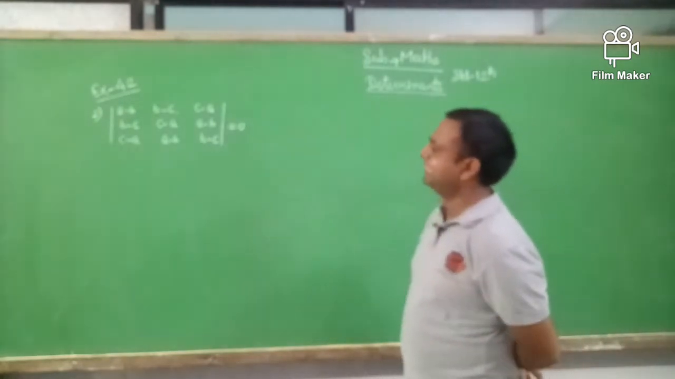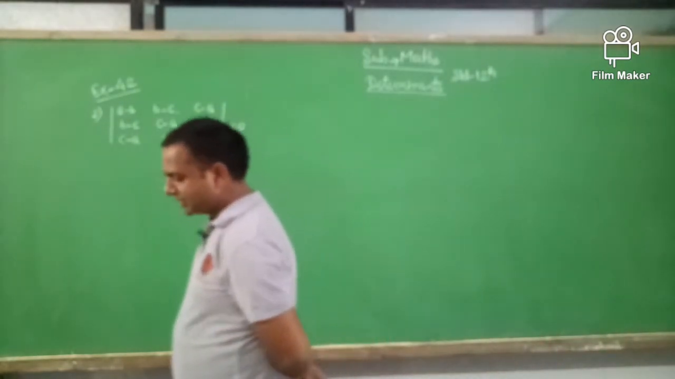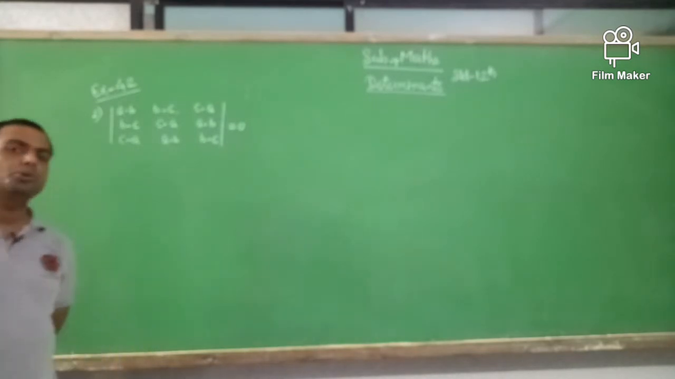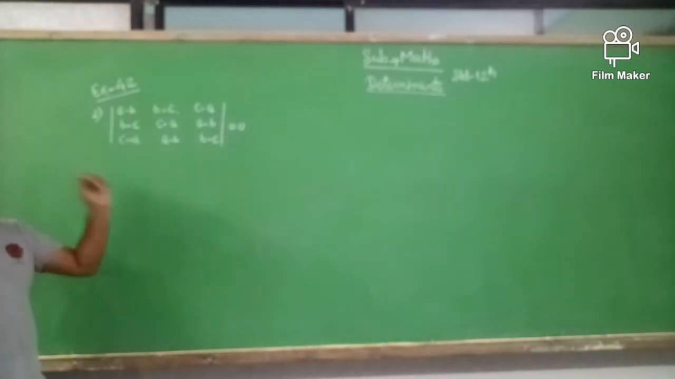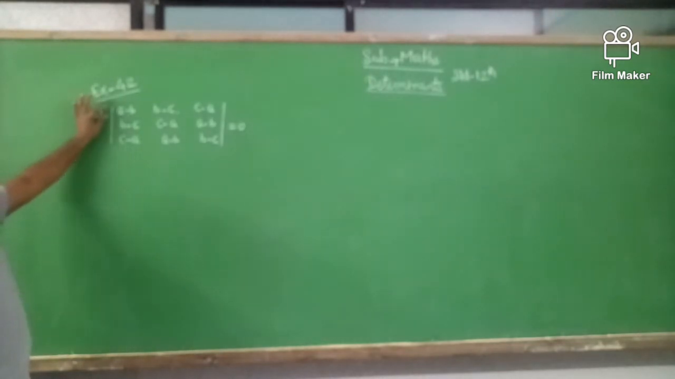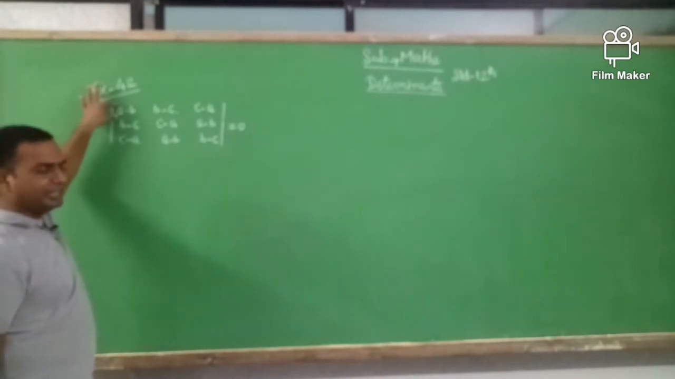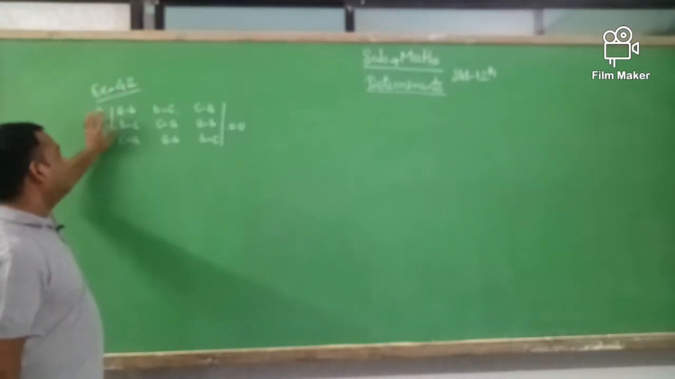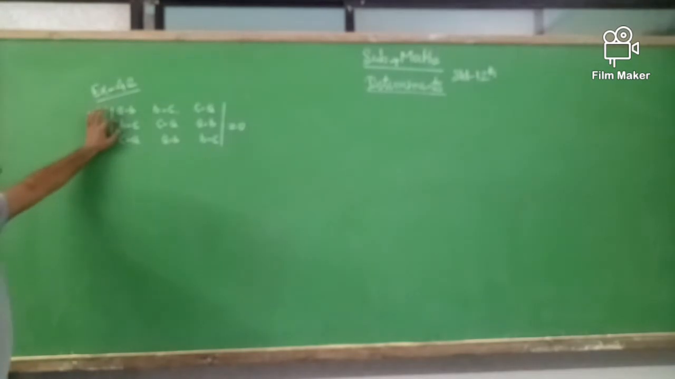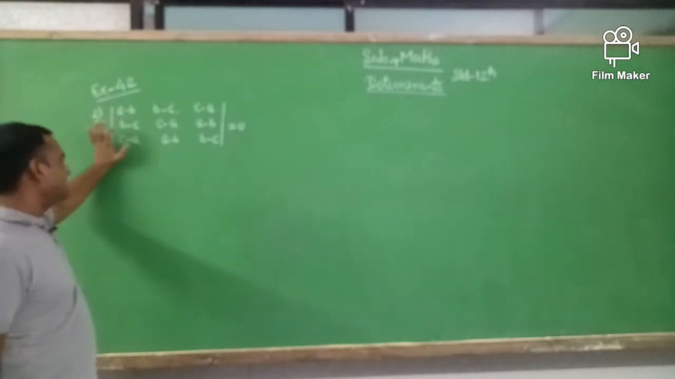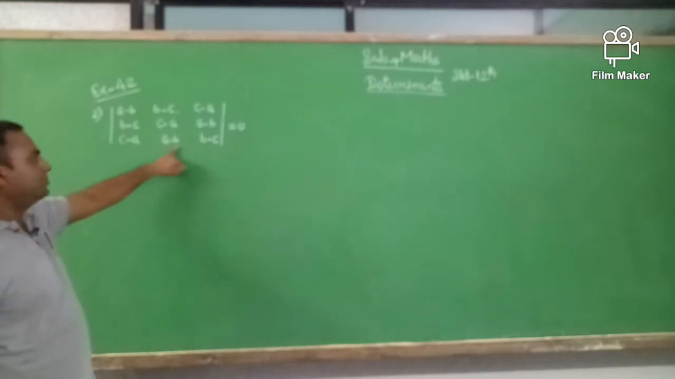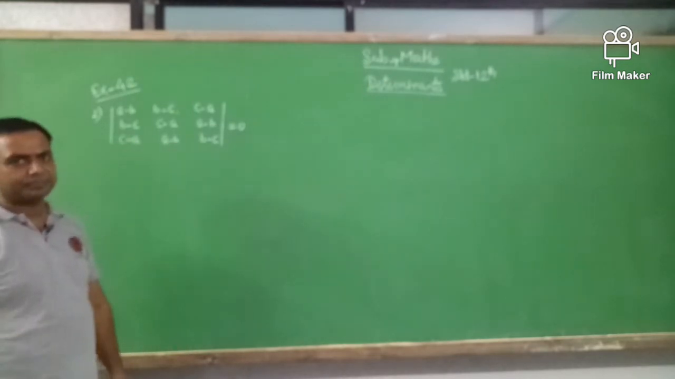Here you can see question number 2: without applying the expansion, how you can solve this. In the determinant, the first row elements are a minus b, b minus c and c minus a. The second row is b minus c, c minus a and a minus b, and the third row is c minus a, a minus b and b minus c.